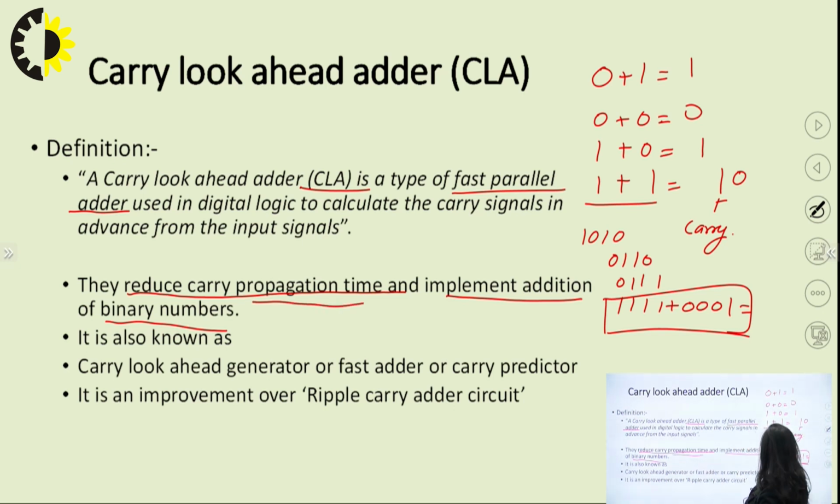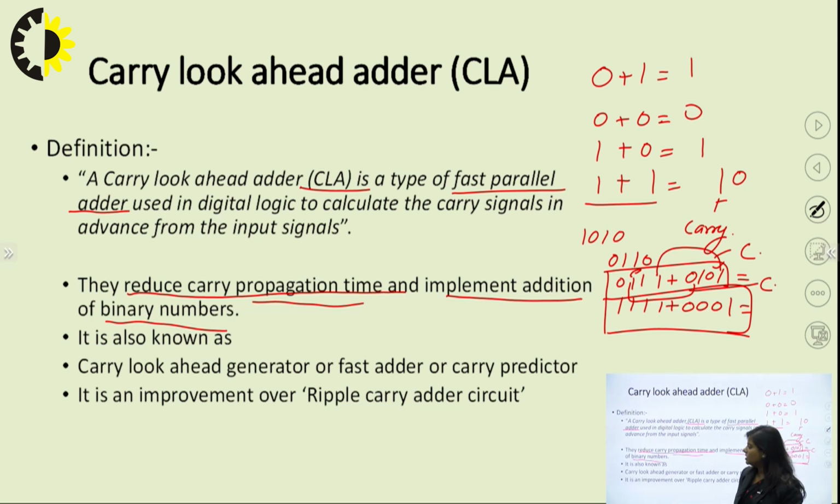It means that whenever we add some numbers, if I do this kind of addition, there are higher chances of carry. Whenever I add 1 and 1, I can have carry. Again 1 and this one, I can have carry. So there is some propagation time in the generation of carry. We have to reduce this time, and then we implement the addition of binary numbers.